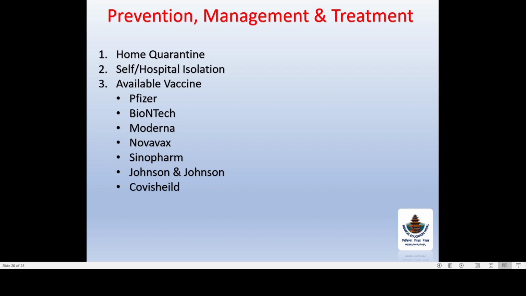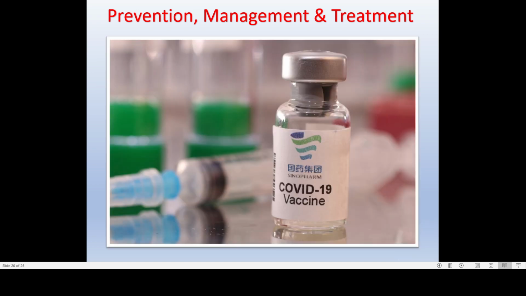Now, home quarantine: if you have been infected, or you have come in contact with an infected person, you must do home quarantine or self-isolation. Some of the vaccines that are available, as we can see over here, are Pfizer-BioNTech, Moderna, Novavax, Sinopharm, Covishield, and Johnson and Johnson. This is a photograph of the Sinopharm COVID-19 vaccine. I have taken two doses of this vaccine through my college.